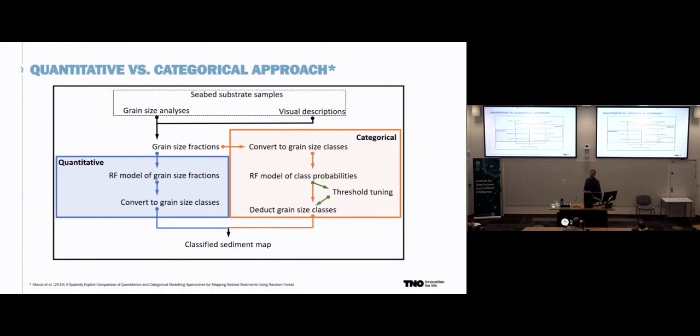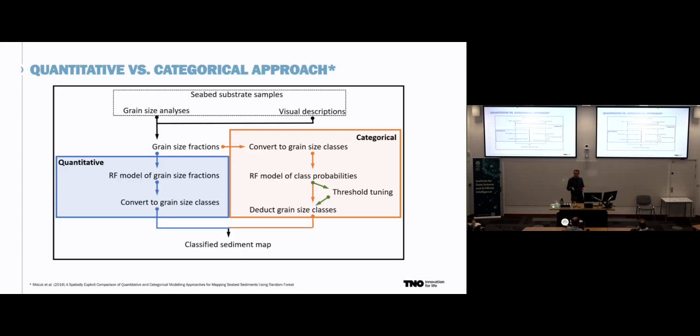This is really a shame, I have just this sheet. We have our samples. We have the grain size fractions. And there are two different approaches we can take. So the fractions, mud, sand, and gravel, we can model separately, getting maps of these percentages, and then combine that to classify it to classes.